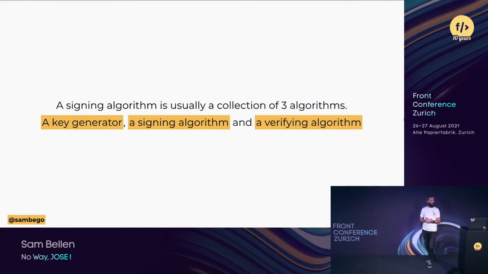A signing algorithm is usually a collection of 3 algorithms. So if we talk about a signing algorithm, we're actually talking about 3 things: something that generates the public and private key pair, a signing algorithm, and a verifying algorithm.